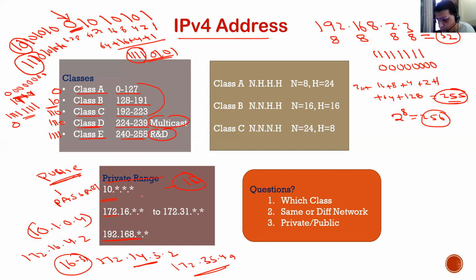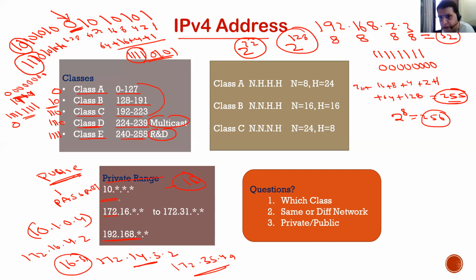So why did they come up with the private range? Because IPv4 has a limited address space. 2 to the power 32, that is the address space. But if you check IPv6, we have 2 to the power 128. That means we have a lot of IP addresses. That's where IPv6 will be coming in. But right now we are using IPv4. Address space is limited. So that's the reason they came up with the private range.